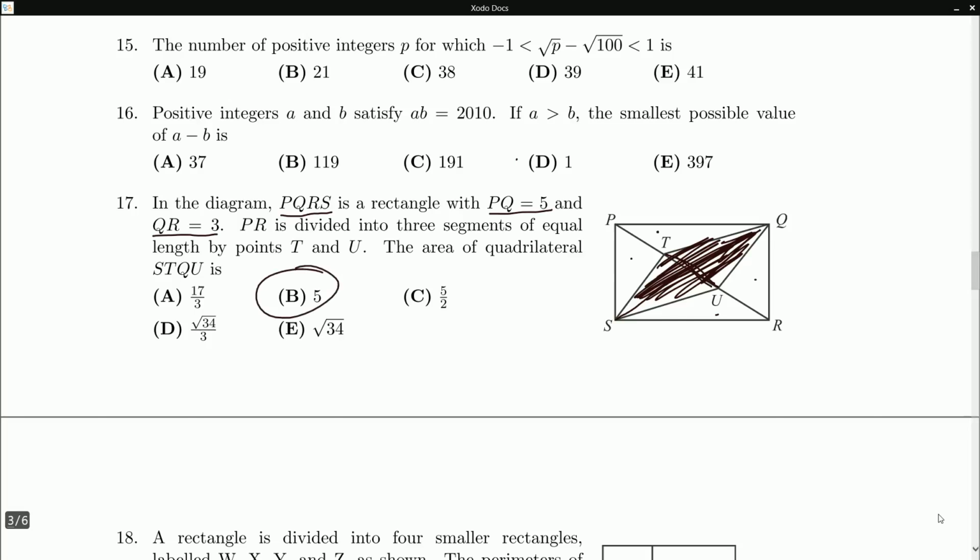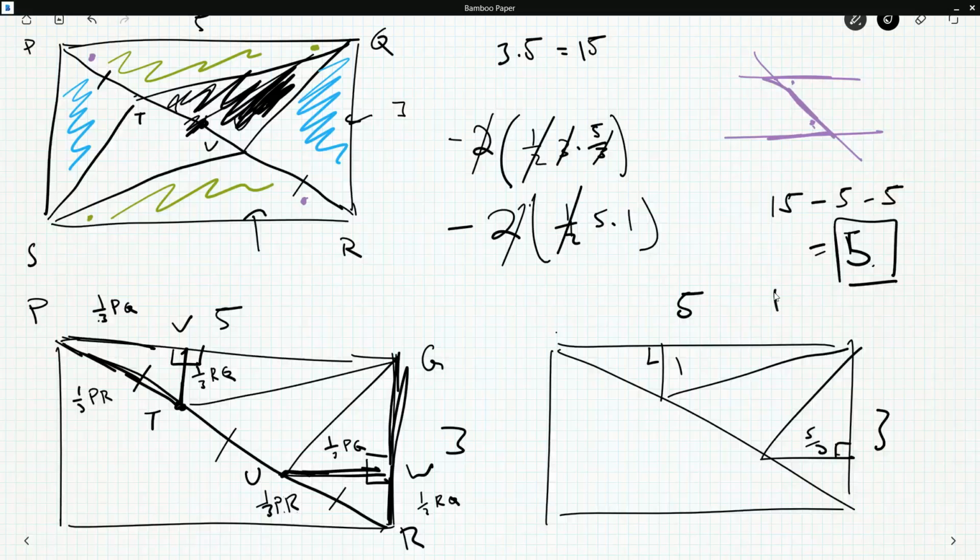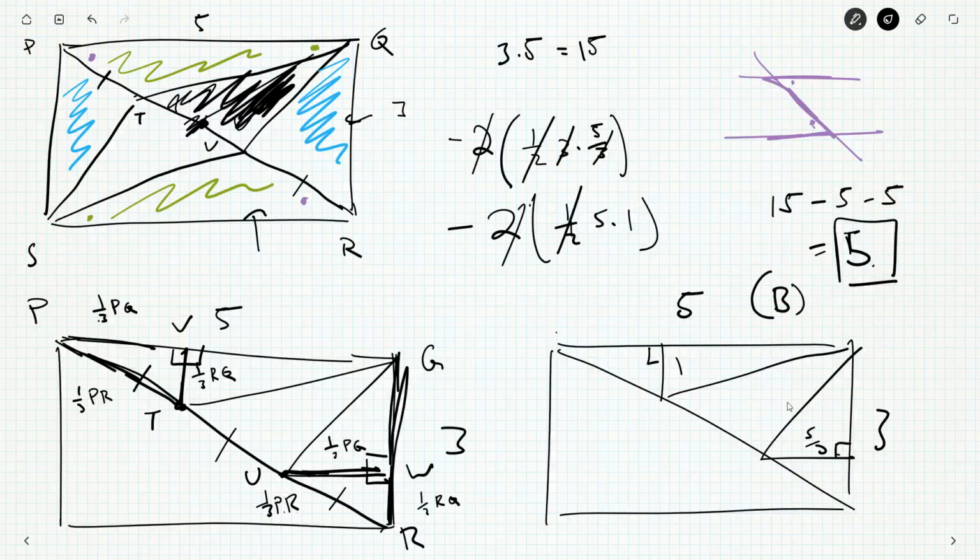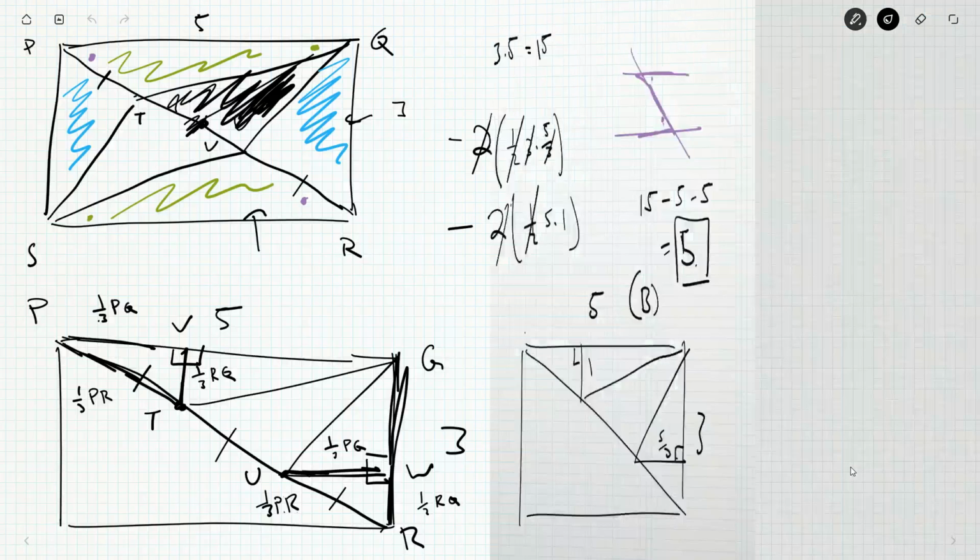The answer is going to be B, 5. So we can just bubble it in and move right along to our next question. Question number 18. We'll be taking a look at that in the next video.